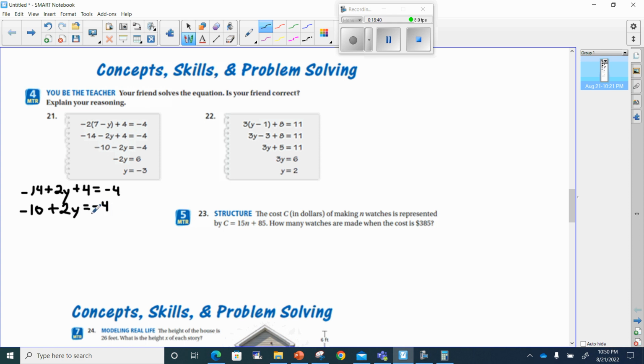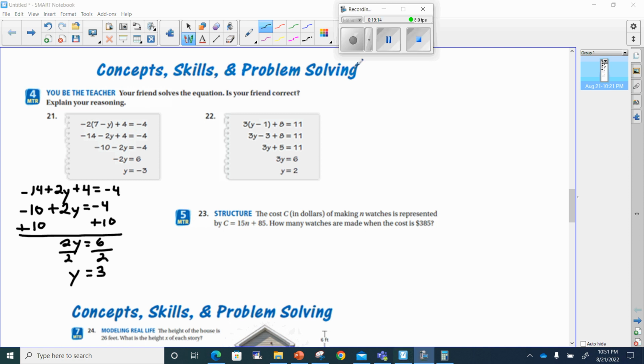From here, I'm going to add 10 to get rid of the negative 10. Whatever I do to one side, I do to the other. And now I have 2y equals, well, that looks like 6. Negative 10, or positive 10 plus 4 is 6. And now I will divide 2 away, which means I'll divide 6 by 2. That leaves me with y equals 6 divided by 2, which is 3. So number 21 is 3.